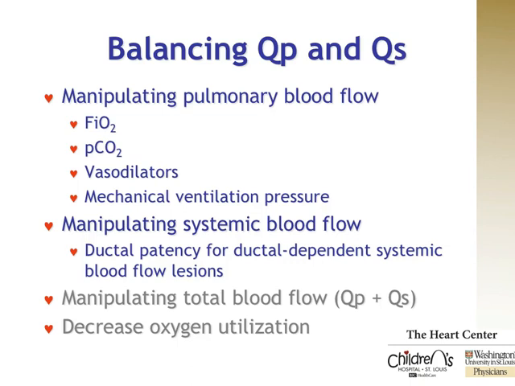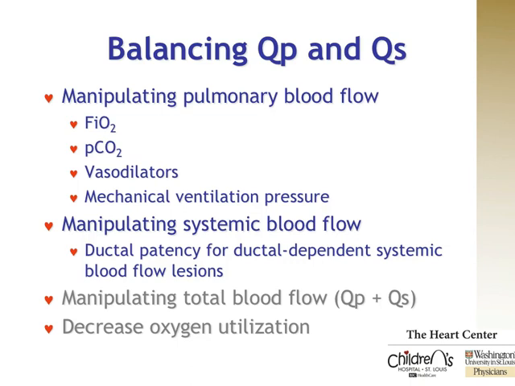So focusing on the impact of FiO2 on pulmonary blood flow. With patients with unrestricted pulmonary blood flow in a single ventricle circulation, we want to avoid excess oxygen exposure that'll be a pulmonary vasodilator and increase pulmonary blood flow at potentially the expense of systemic blood flow.